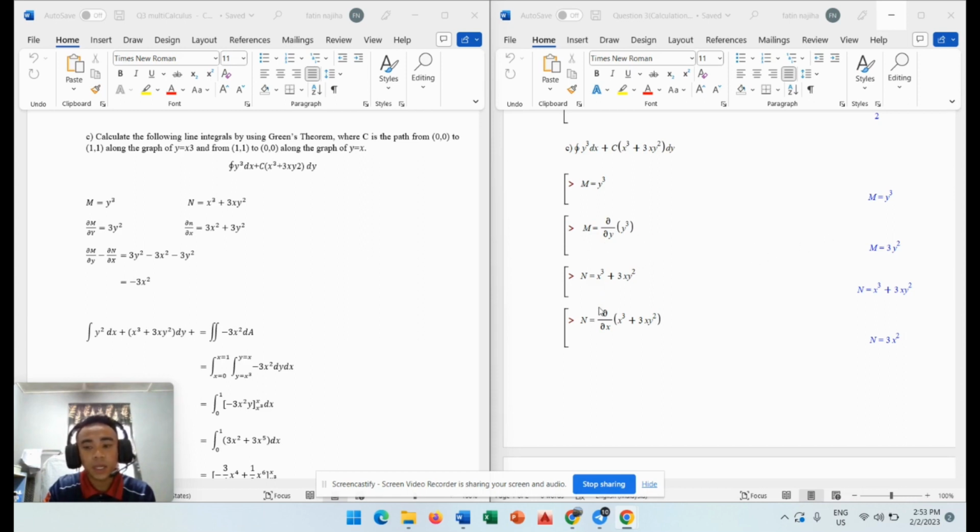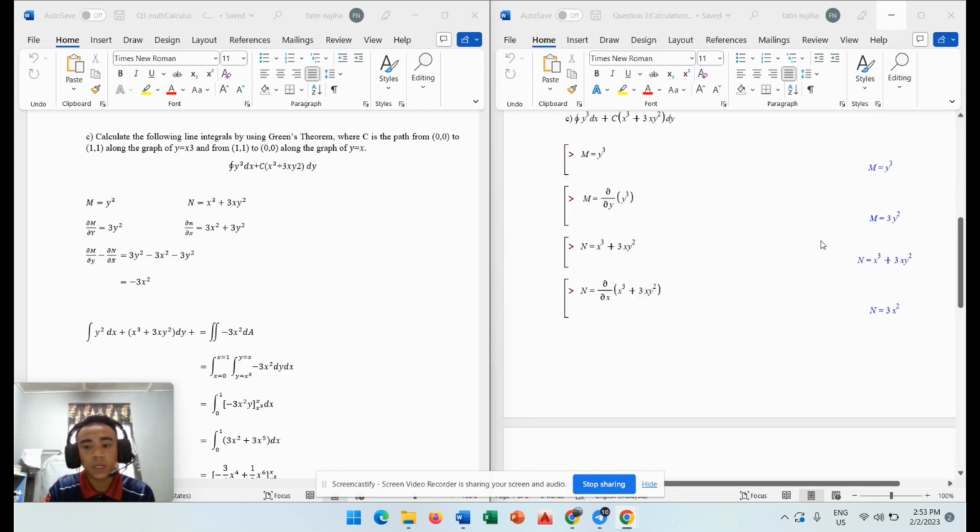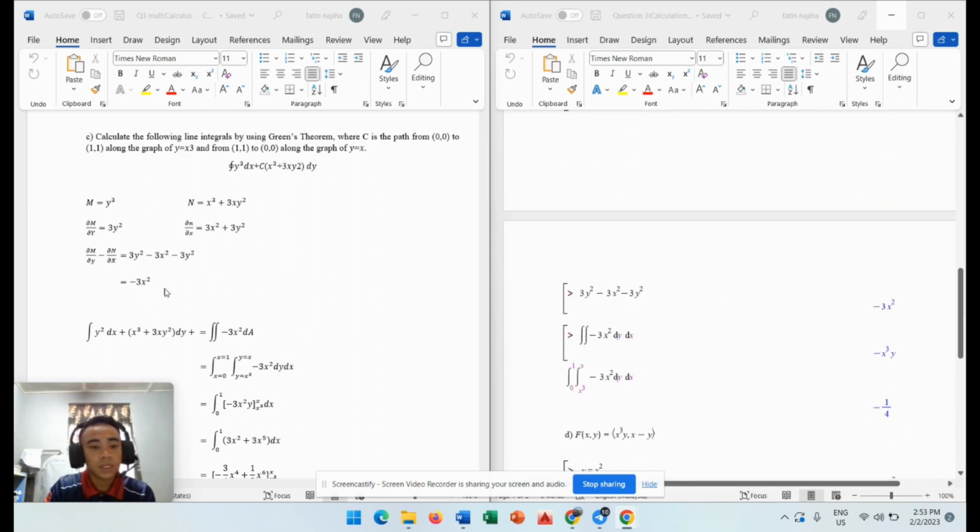After we find it, we need to differentiate M and N. After we differentiate, M gives 3y square, and N gives 3x to the power of 2 plus 3y to the power of 2. Next, we need to subtract the M and N, and we get the answer, which is negative 3x square.